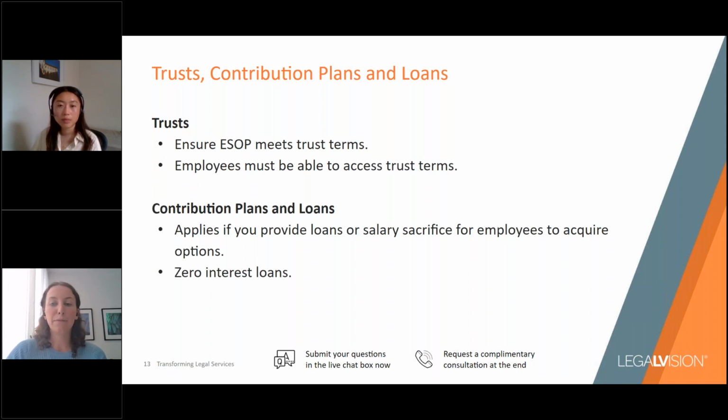And if you help employees acquire securities under your ESOP by, for example, providing a loan or allowing salary sacrifice arrangements, then other requirements also need to be met. For example, the loan needs to be a zero interest loan. Please reach out to us if you intend to rely on the new disclosure regime and your plan has these features so that we can provide some more specific guidance on those requirements.